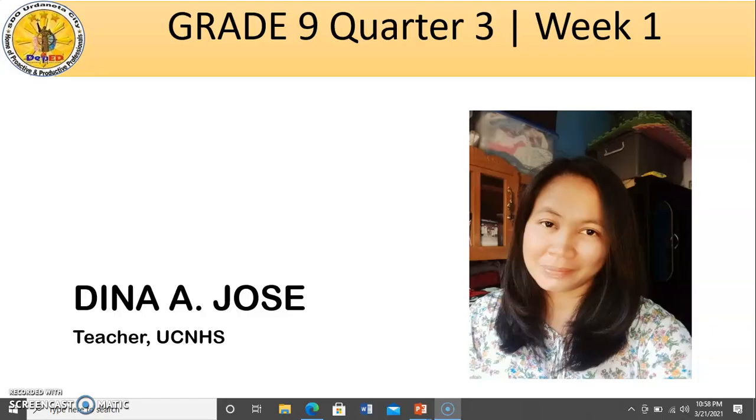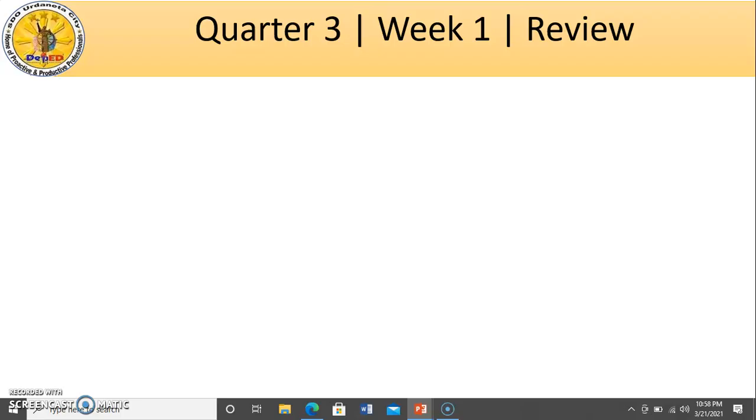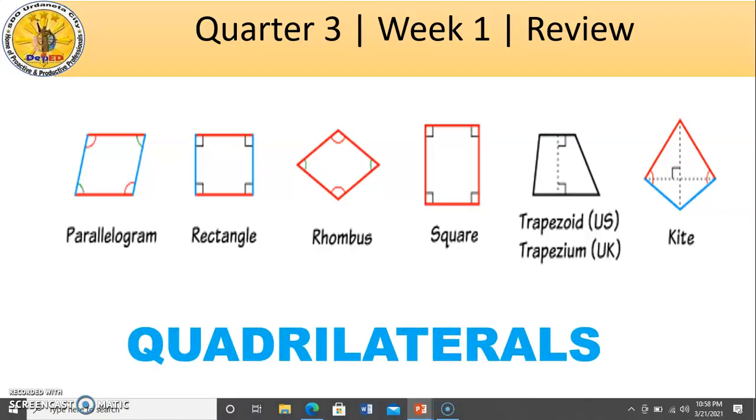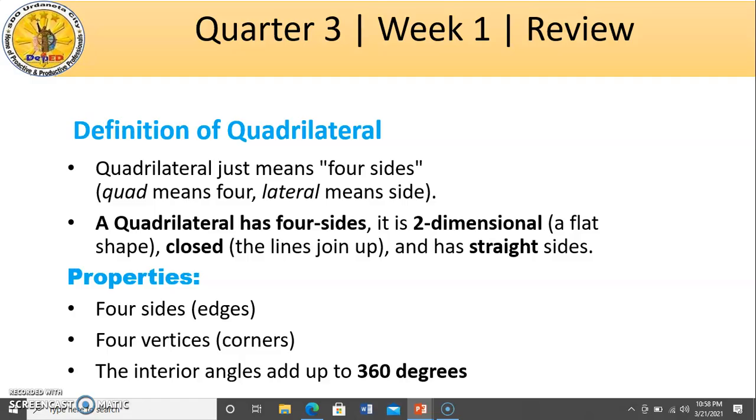Before I discuss the different activities for this week, let's have a short recall on your knowledge about geometry. From the figures shown, what do you call these polygons? Correct. These are all examples of quadrilaterals. So, quadrilateral means four sides, wherein quad means four, lateral means side.